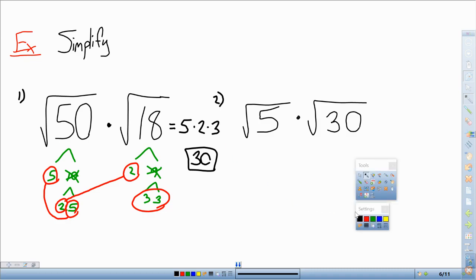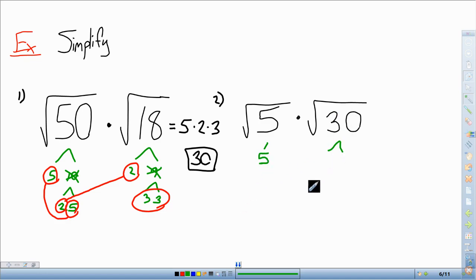Okay, taking a look at number 2. On this one, we have a square root of 5 times the square root of 30. Again, I'm not going to multiply these. I'm going to break them down individually. But here's something interesting. This square root of 5, 5 is prime. I cannot break it down anymore. But it is part of the numbers I'm going to try to pair up. So I do need to bring it down.